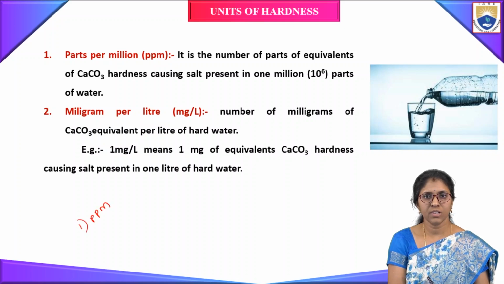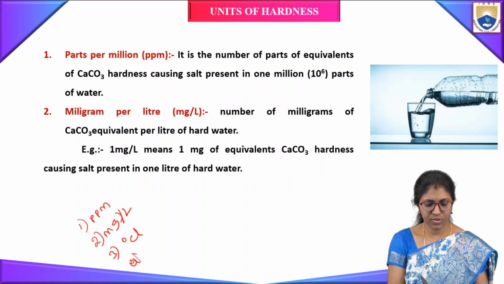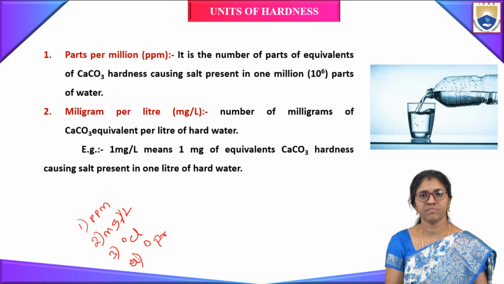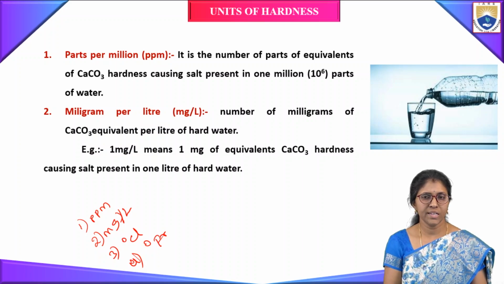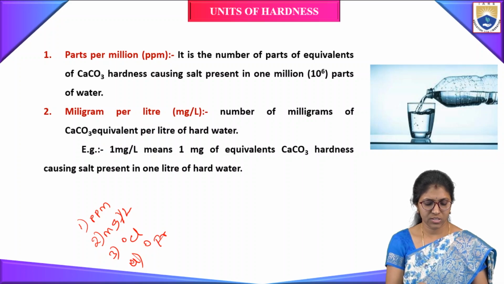We can measure hardness of water in ppm, parts per million, milligram per liter, degree Clark, and the fourth one is degree French. So 4 units are there: parts per million, milligram per liter, degree Clark and degree French. Here, what is parts per million?